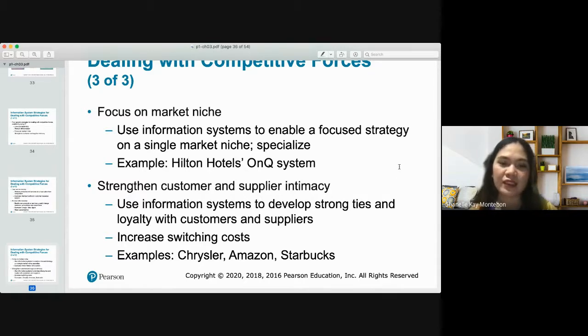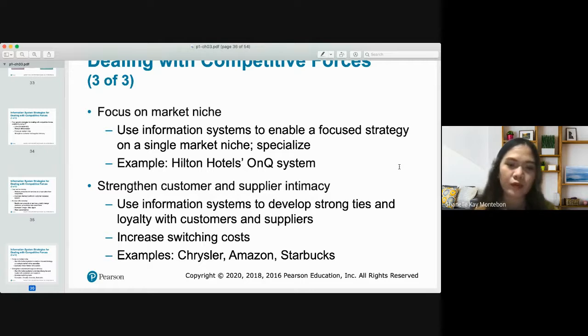So next is strengthen customer and supplier intimacy. So use information systems to develop strong ties and loyalty with customers and suppliers. And pumasok na naman si increased switching cost. So ulit, switching cost is the cost incurred by the company when a customer chooses the products of the competitor. So the more that the company will spend on switching costs, the more that they can retain or attract customer loyalty.